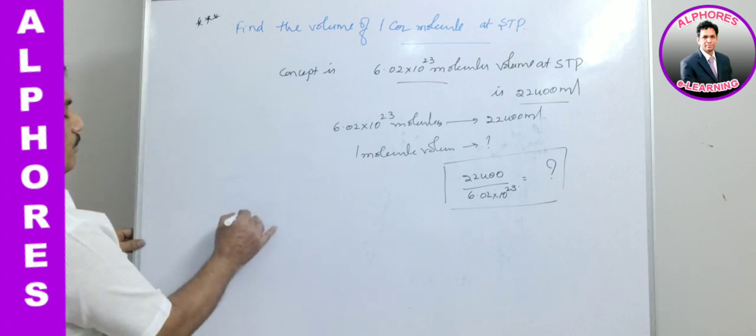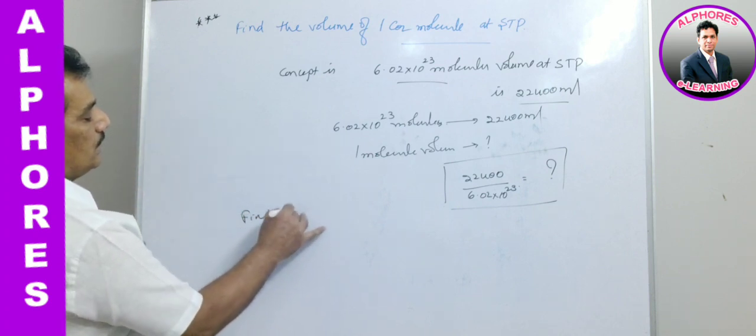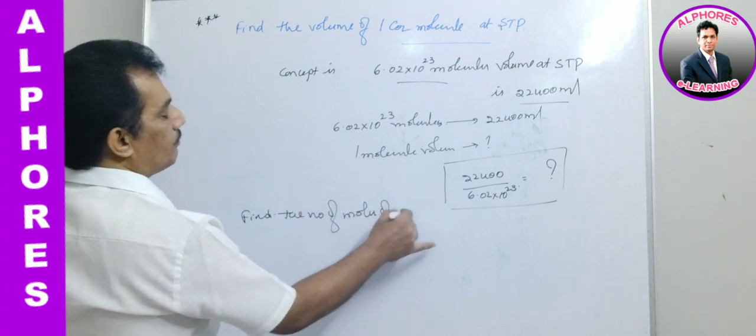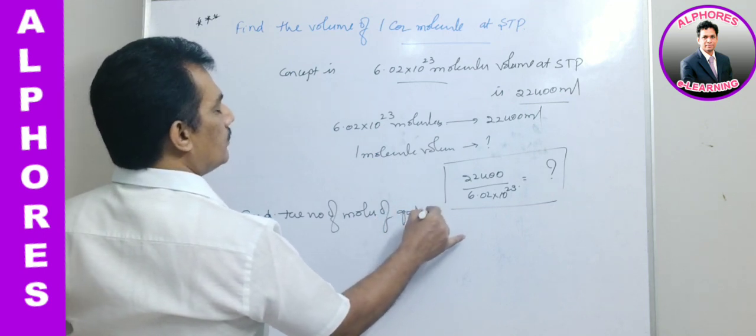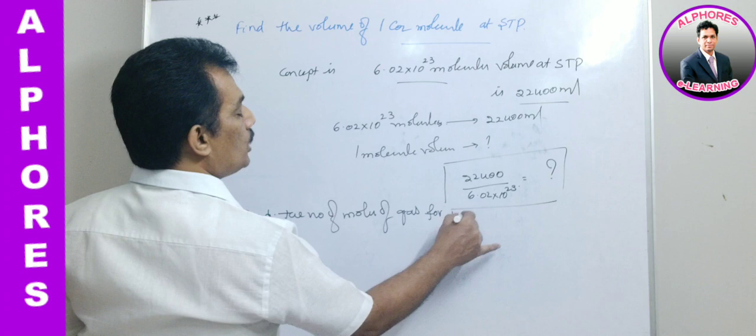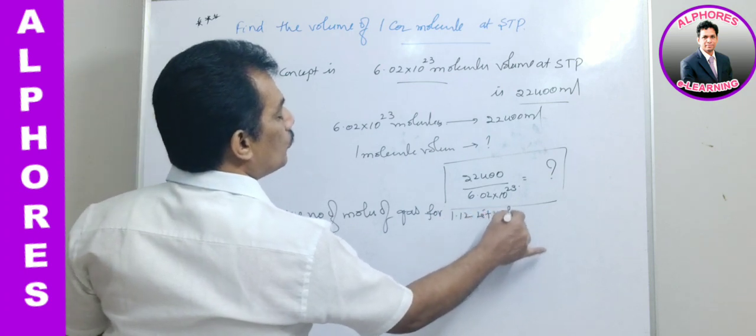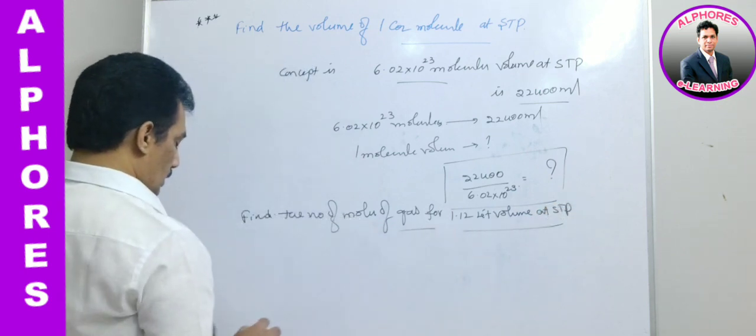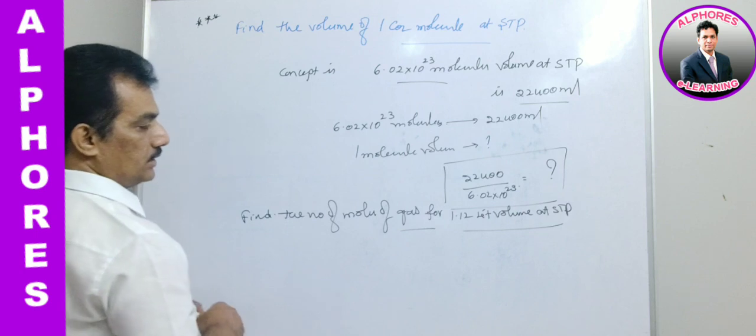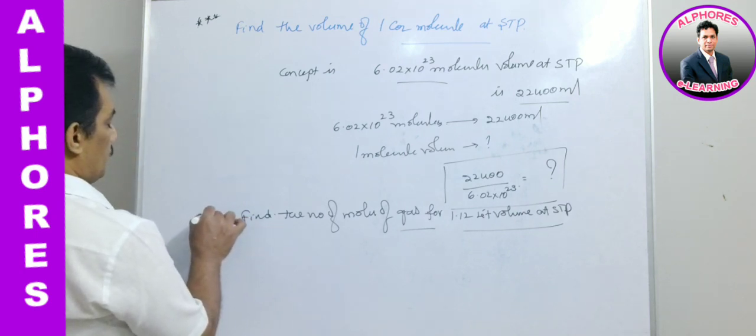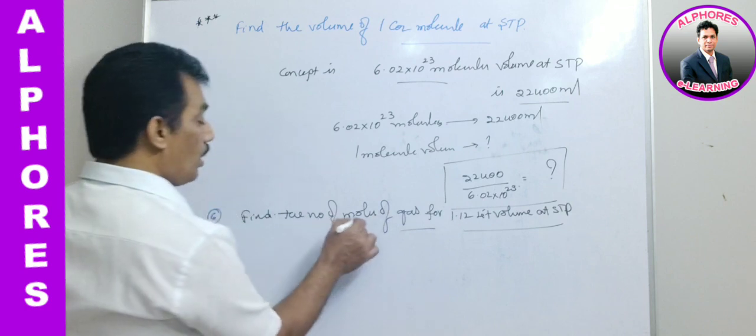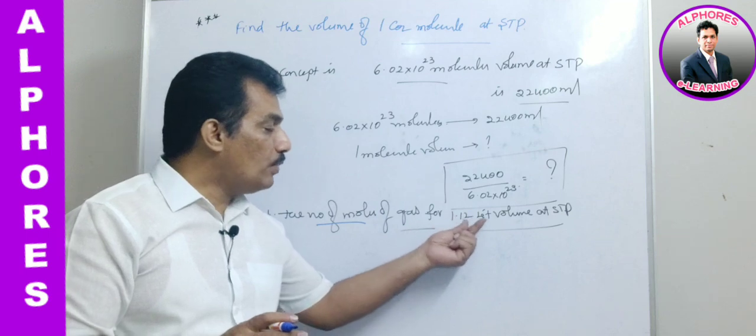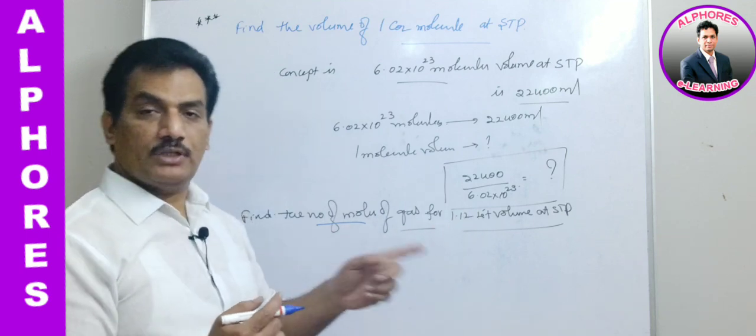And one more question: find the number of moles of gas for 1.12 liters volume at STP. This is one more model, but it is a simple question. I think you can answer this question. They are asking for the number of moles, not molecules now. Number of moles from 1.12 liters of volume at STP for the gas.